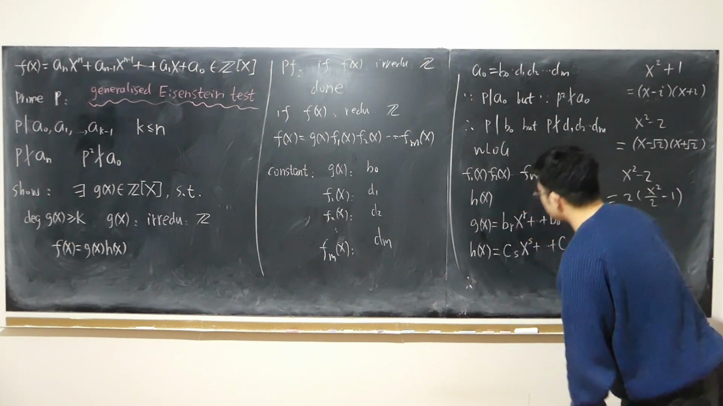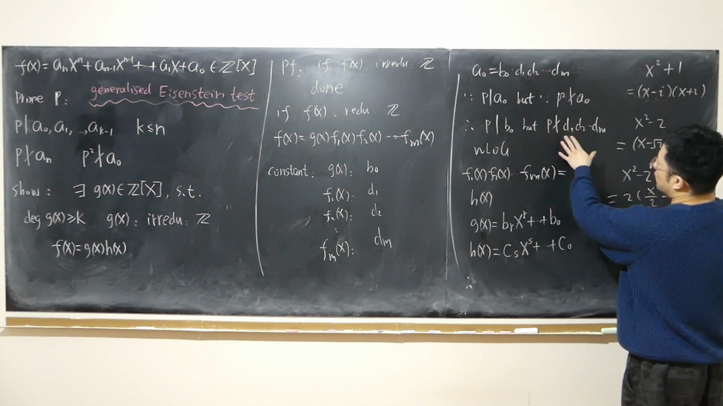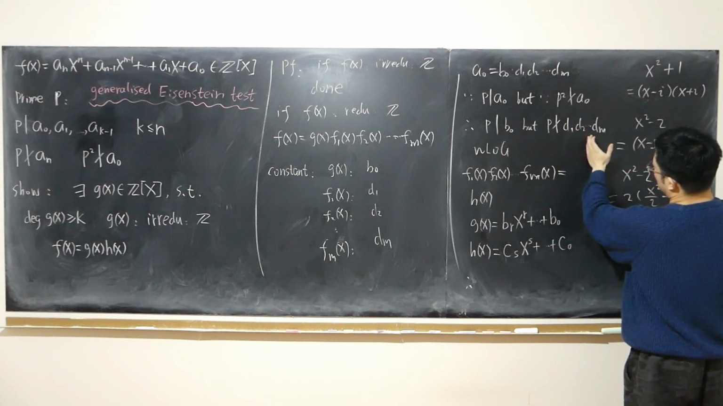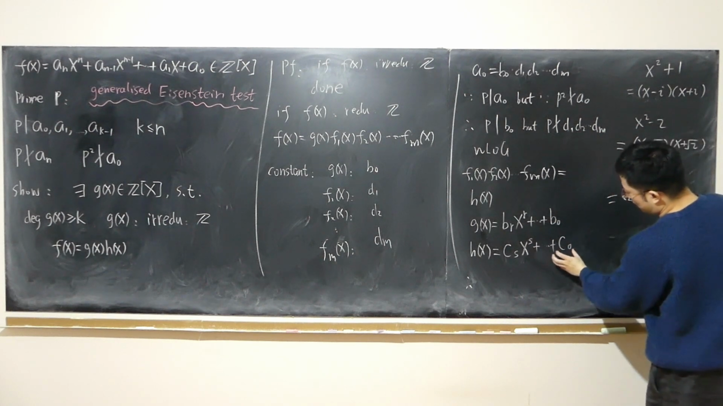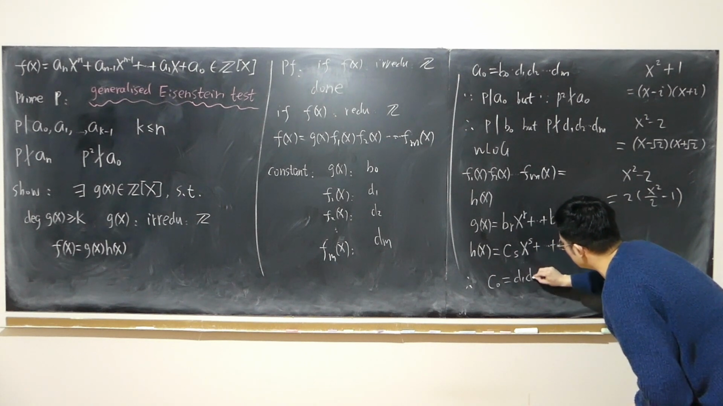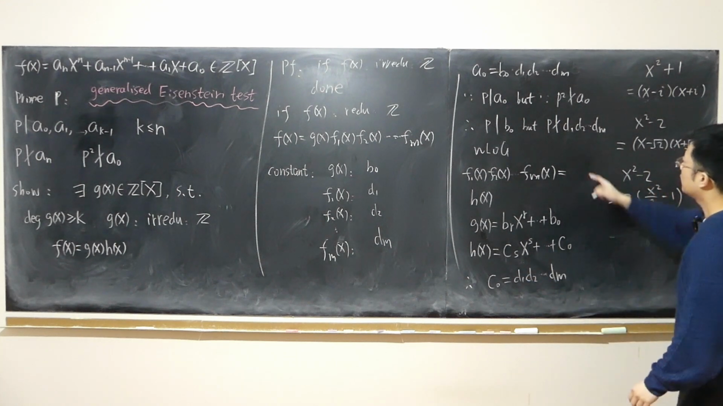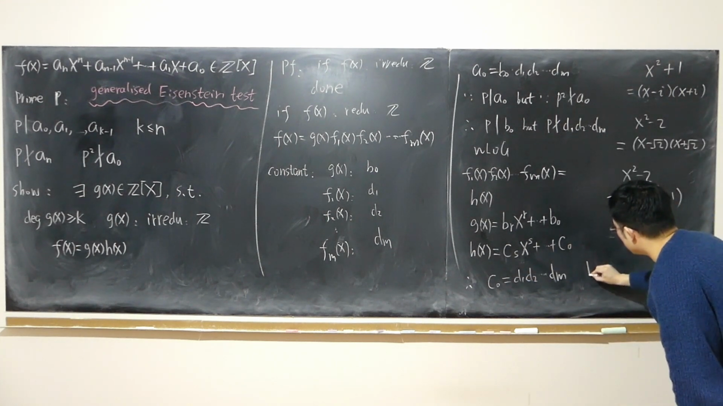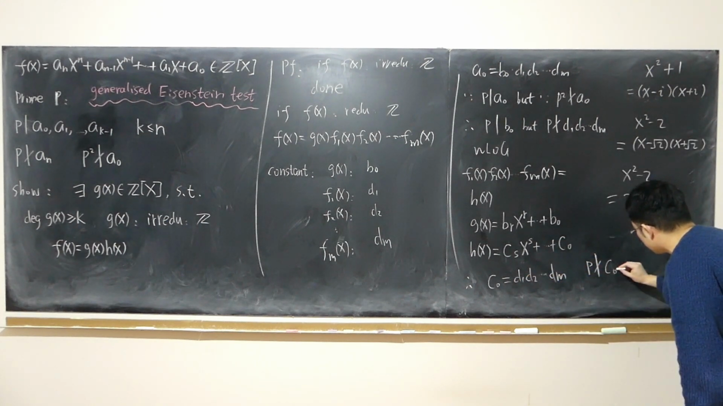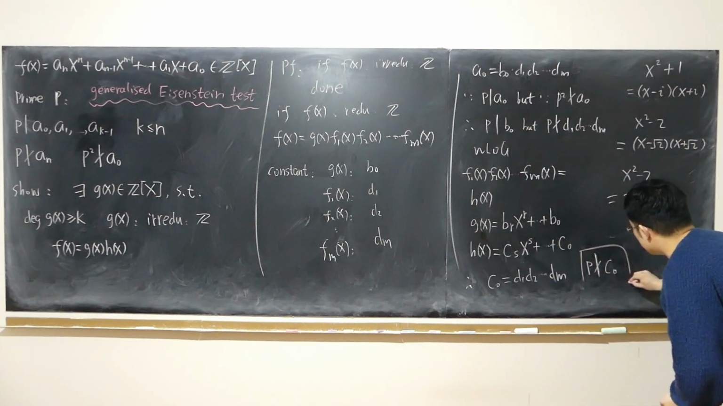So therefore, like I said, h is the product of these ones, right? And the product of the constant terms of these ones is just d1, d2 all the way up to dm. In other words, the constant c naught is in fact d1, d2 all the way to dm, right? So in other words, P does not divide c naught. I'll be using this fact. This is a key fact.